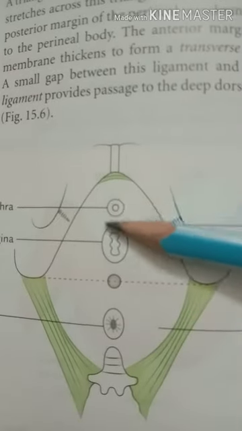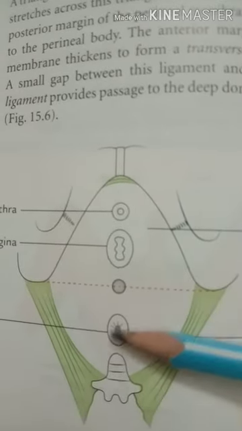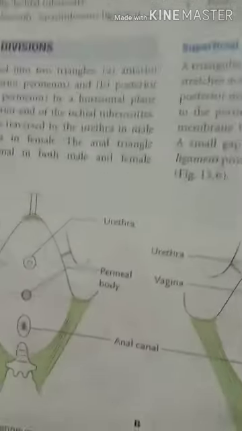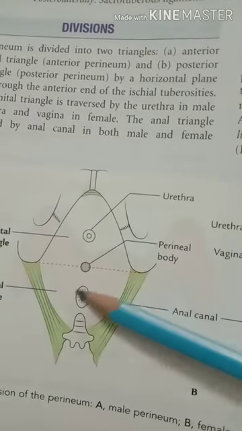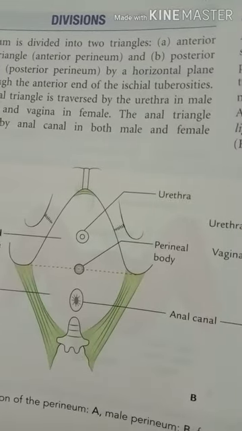Here you can see the urethra, the vaginal opening, and the anal opening in the female, and in the male only the urethra and the anal opening are present.